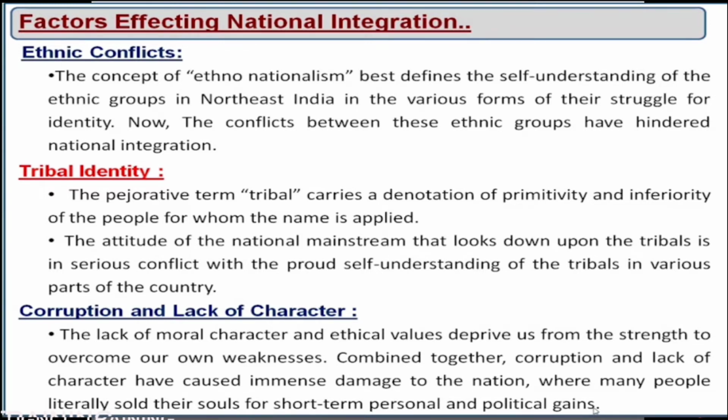All these are the major factors which are affecting national integration. As we all know, where there is a problem, there exists a solution. Similarly, for all these challenges which are affecting national integration, there are certain measures to overcome those challenges. So, what are those measures to achieve national integration?